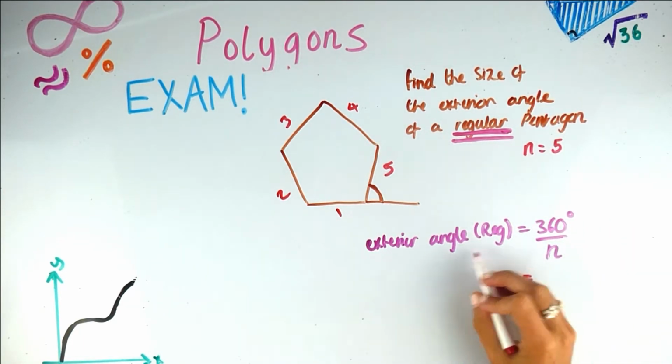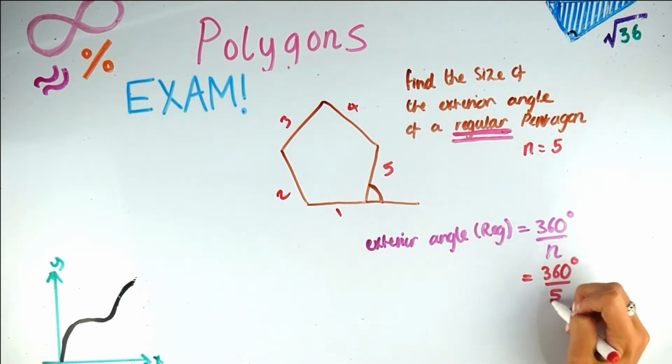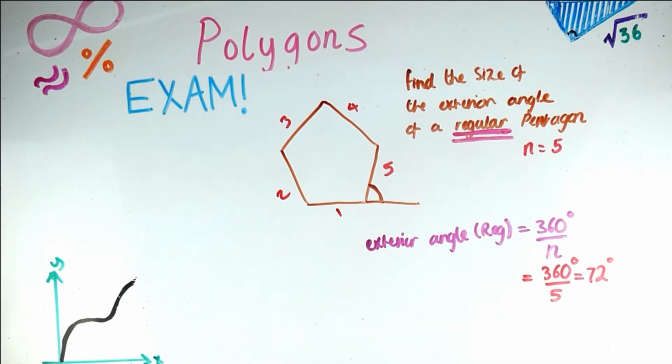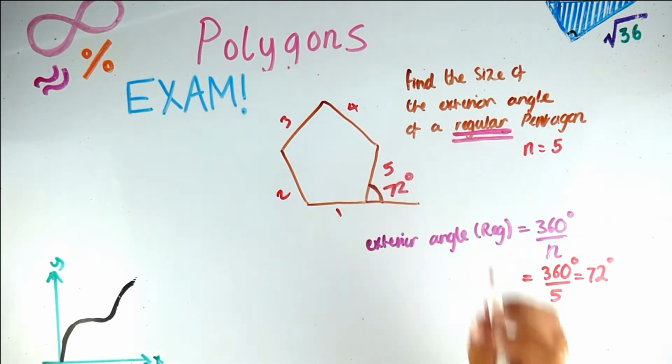So we know the exterior angle of a regular polygon is 360 divided by 5, and that is equal to 72. So that's actually the example we just did. We found that this is 72 because it's an exterior angle, and that's all you need to do. All you need to know for that question is to remember the formula.